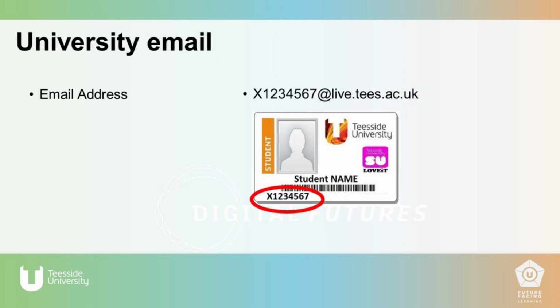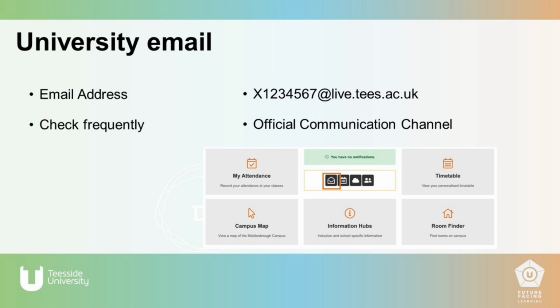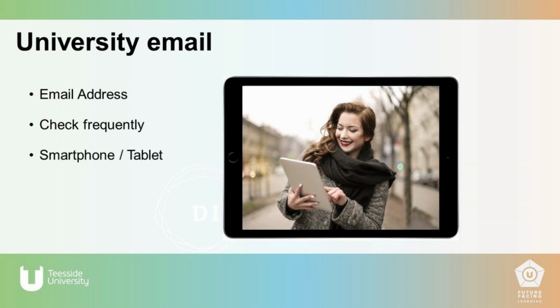Your university email is made up of your student number followed by live.tees.ac.uk. You can access your university email by visiting the student portal and selecting the email icon. This is the university's official communication channel. It is important you check your emails on a regular basis. You do have the option to sync your emails on your personal devices, be it a tablet or mobile phone or any other mobile device. There is plenty of guidance available from the Self-Help Guides tile on the student portal. This will assist you setting this up tailored to your device.